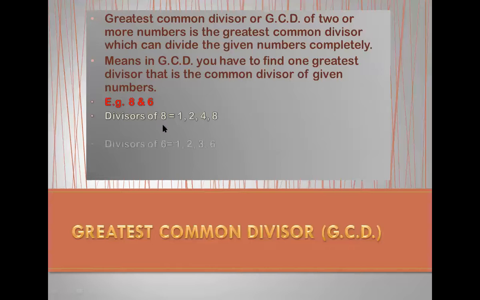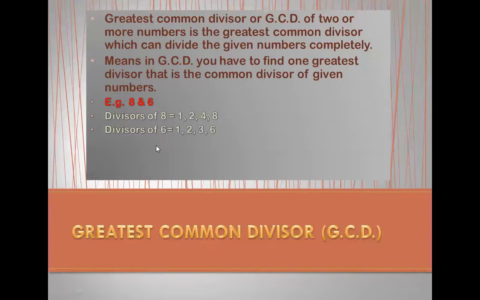Similarly, in the next step, you have to find the divisors of 6. So 6 can be divided by 1, 2, 3, and 6. 2 into 3 is 6, 3 into 2 is 6, 1 into 6 is 6. So 6 can be divided by these four numbers. In greatest common divisor, first you find the divisors of the given numbers, and then you find the common divisors between these two numbers.